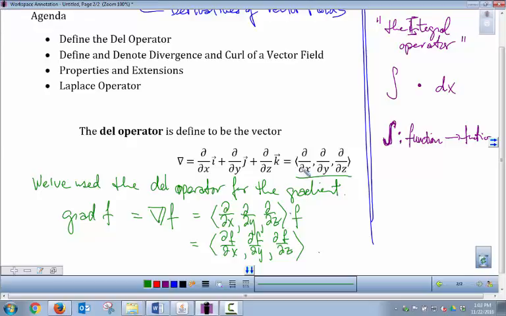What are the two types of multiplications that we can do with vectors? So the dot product and the cross product. So we can imagine taking the dot and the cross of this del operator with a vector field. So that's exactly what we're going to do. All right, let's do that.